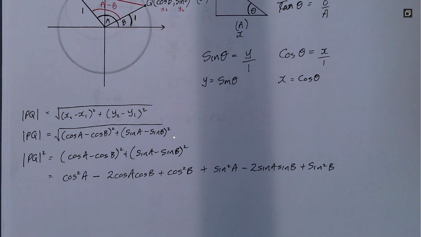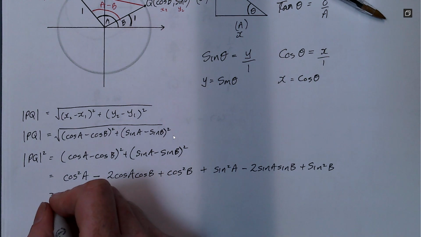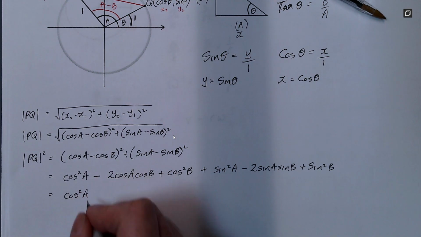Now, from formula 1, on the unit circle, the Pythagorean identity gives cos squared A plus sin squared A. So we'll graph it on the show: the cos squared A, the cos squared B, the sin squared A, the sin squared B. So the first group we'll write is cos squared A plus sin squared A.